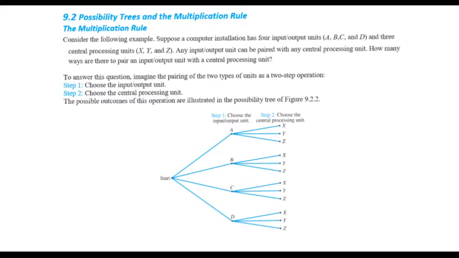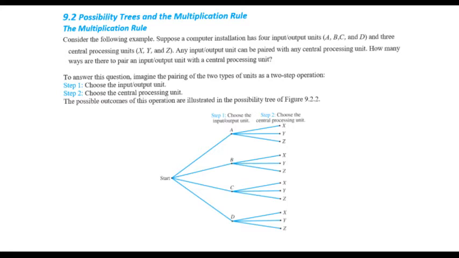second step. So for example, if I choose A in the first step, I have 3 possible ways of choosing the central processing unit. I can choose either X, Y, or Z. The same outcomes exist when I choose B as the first step. Then for C also, we have 3 possible outcomes, X, Y, or Z. And for D, we also have X, Y, or Z as the outcome of the second step.